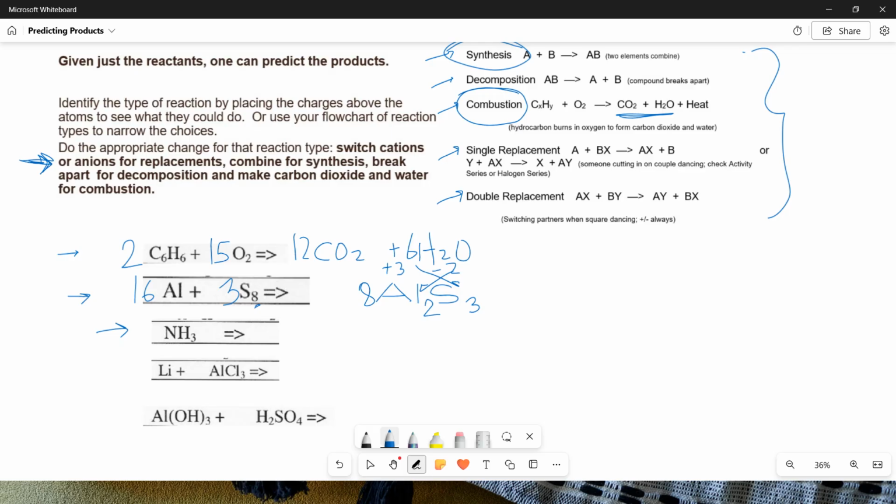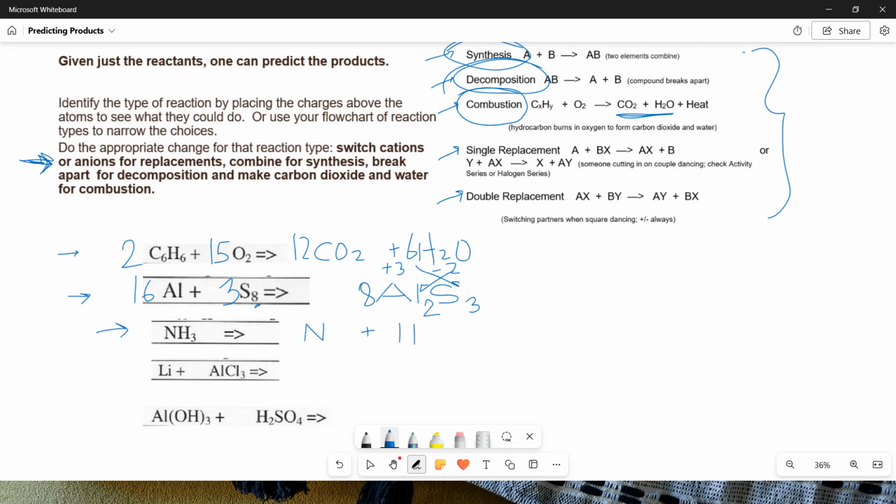Looking at the next one, we have a single compound. Well, the only thing we can do with that is decompose it. We're going to break it down into its elements. Sometimes it does break down. If it's a pretty complex compound, it could break down into smaller compounds. But in this case, we're just going to form nitrogen and hydrogen.